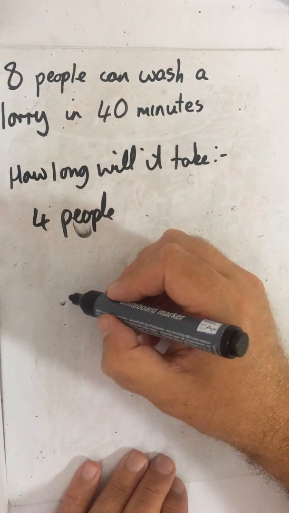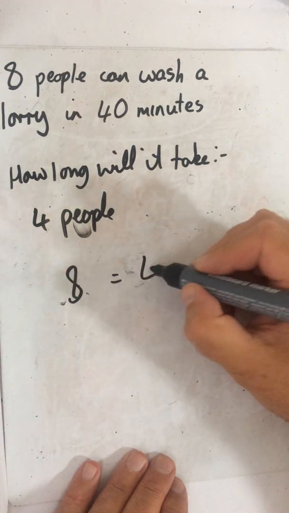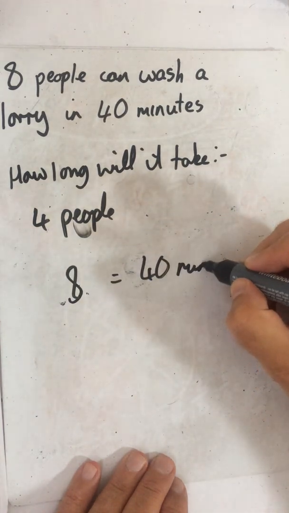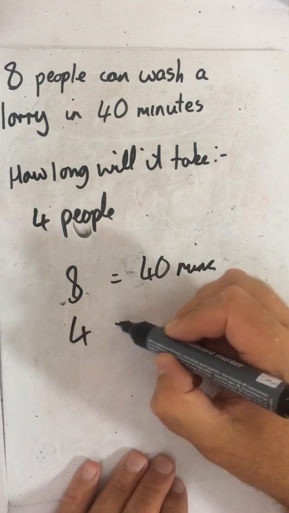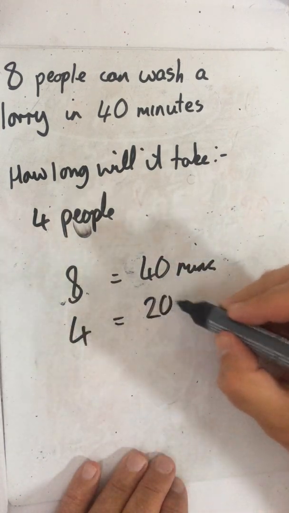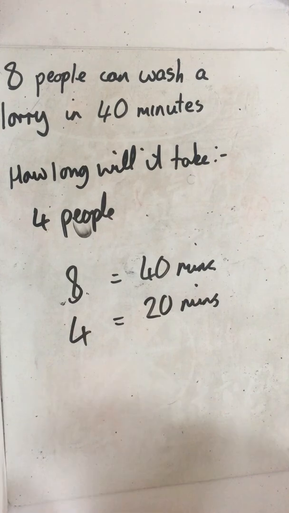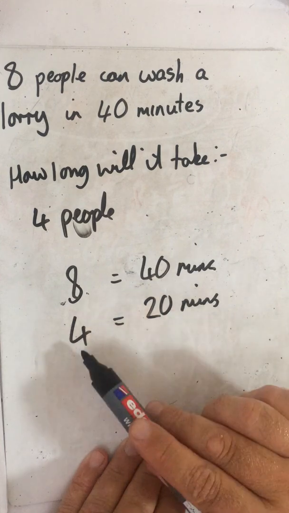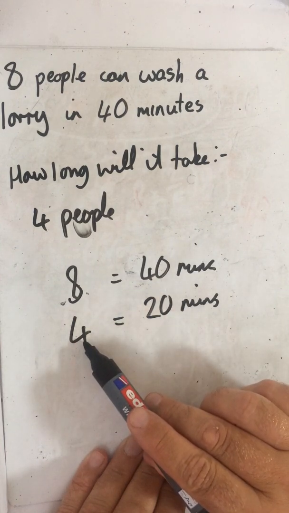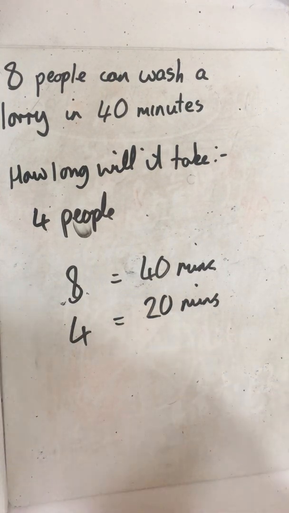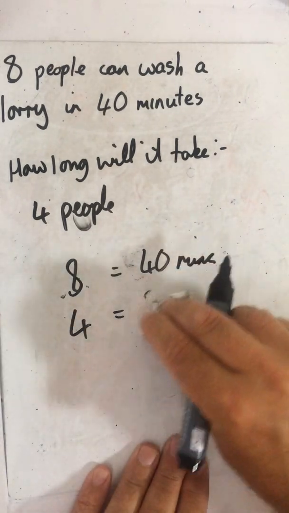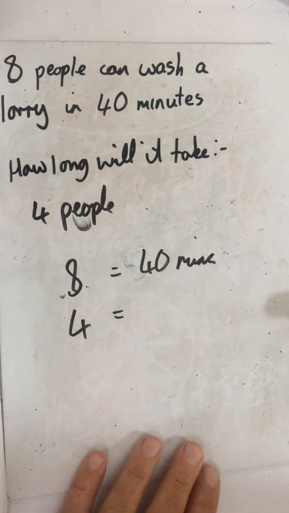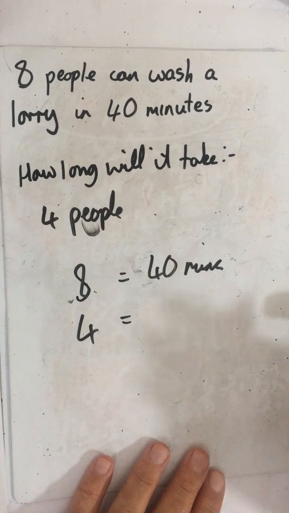Normally we do it like this. Well, 8 can do it in 40 minutes, so 4 people can do it in 20 minutes. Everyone happy with that? Well, it isn't correct, is it, if you think about it, because it takes 8 people 40 minutes. 4 people, it'll take them longer, won't it? So just be a little bit careful, because sometimes you have to do the inverse operation. You have to do the opposite operation, okay?